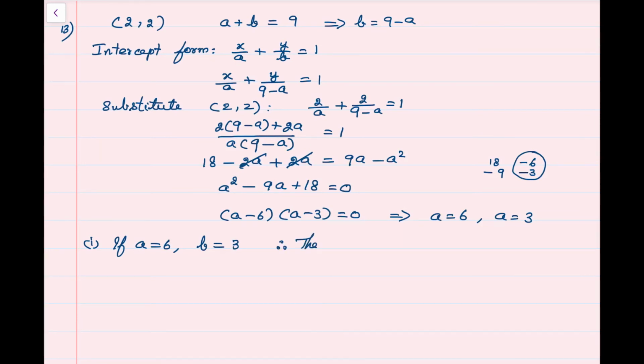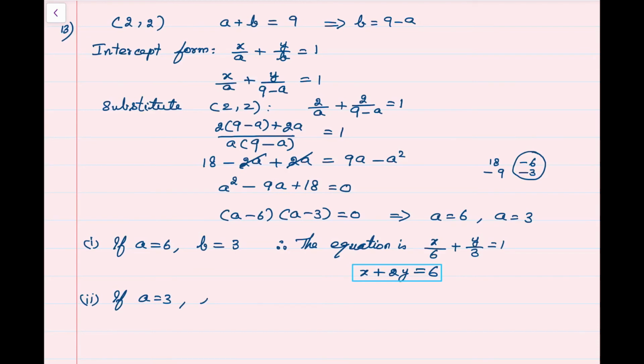Therefore, the equation of the line is x by a plus y by b is equal to 1. Let us multiply the whole equation by 6. x plus 2y is equal to 6. This is one answer. Similarly, we will find the second answer. If a is 3, b will be 9 minus 3, which is 6. Therefore, the equation of the line in this case becomes x by 3 plus y by 6 equal to 1. We will multiply the equation by 6. 2x plus y is equal to 6.